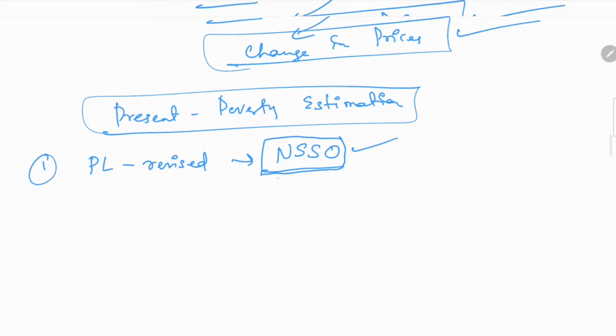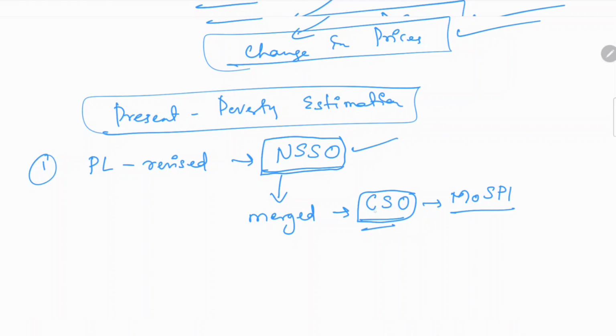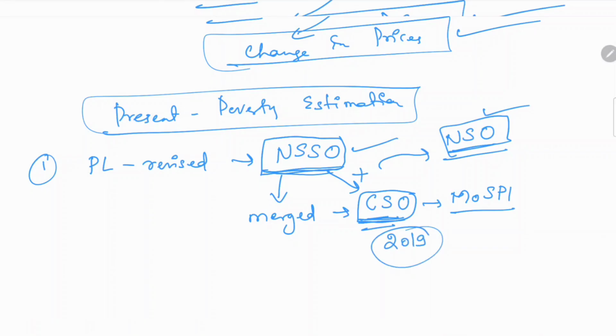And also remember, this body NSSO has been merged with the Central Statistical Office. This CSO is an office under the Ministry of Statistics and Programme Implementation. So these two, CSO and NSSO, have been merged, and we have formed a new body, the National Statistical Office, NSO. So NSO is the office that has been formed by merging NSSO along with CSO. This happened in the year 2019, and now we do not have NSSO and CSO, rather we have NSO. This you must remember.